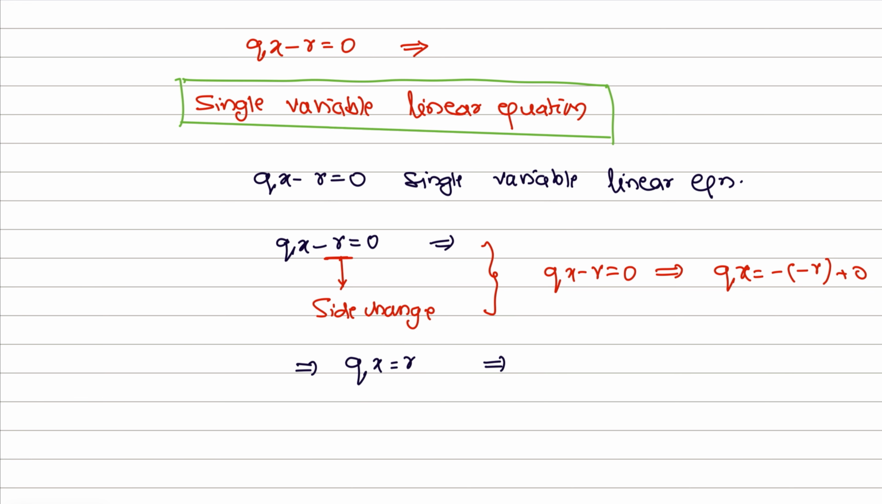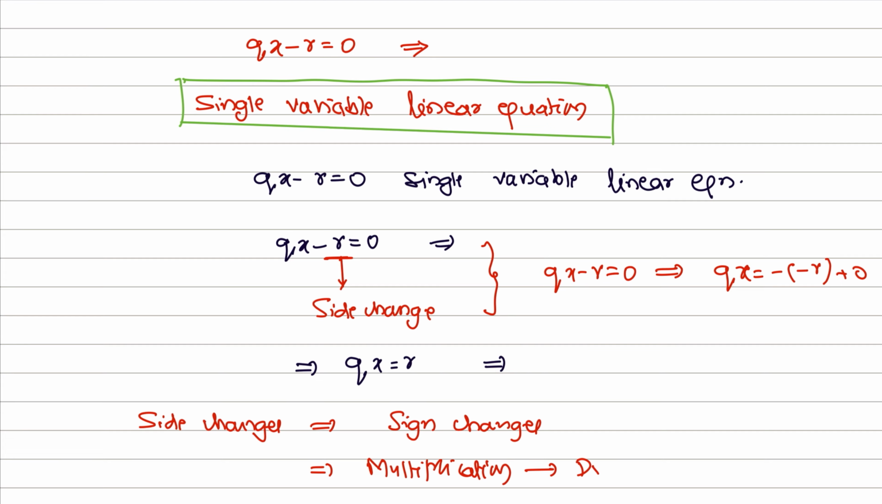I told you, when you change the sides, not only does the sign change, multiplication becomes division and division becomes multiplication. This is very, very important. Side changes implies sign changes. And in the above type of equations, side changes also make multiplication become division and vice versa, in this particular type of equation.